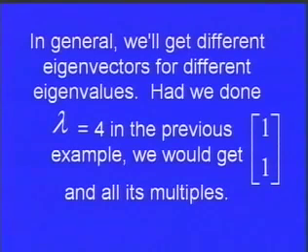All right, in general, we'll get different eigenvectors for different eigenvalues. Had we used lambda equal to 4 in the previous example, we would have gotten that x1 was equal to x2, so we would have gotten anything like (1, 1), (2, 2), (5, 5), (-17, -17), any multiple of (1, 1). Now again, the reason I write down (1, 1) is because it looks the nicest. It's easiest to see the multiples of that eigenvector. But there are an infinite number of eigenvectors for any eigenvalue.